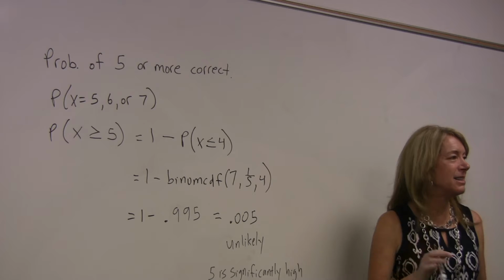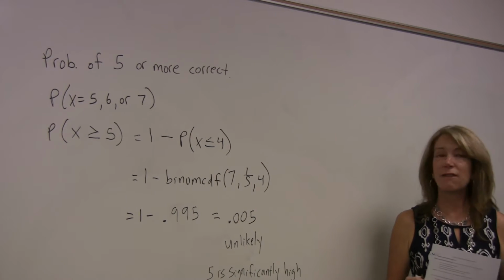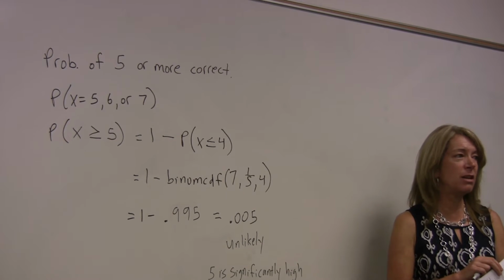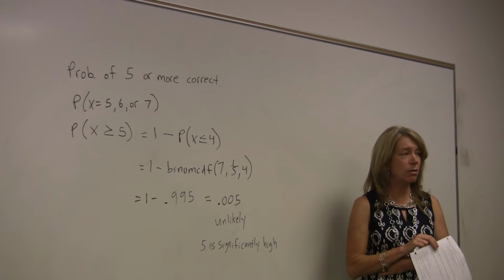Anything that's unlikely is either significantly high or significantly low based on what the question might be. In this case, 5 is on the high end. Can you imagine if you guessed on 7 questions and you got 5 of them right? That's hard to do.